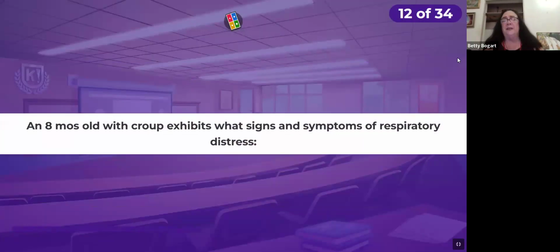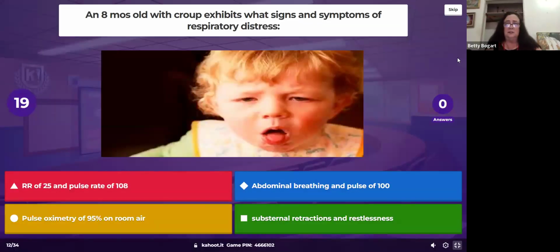An 8-month-old with croup exhibits what signs and symptoms of respiratory distress? Sort of need to know vital signs that are normal for an 8-month-old here.